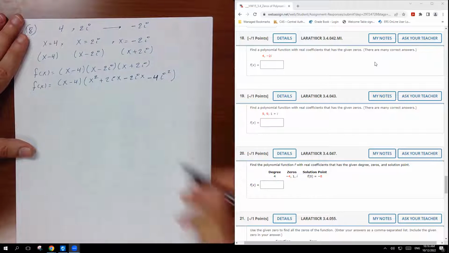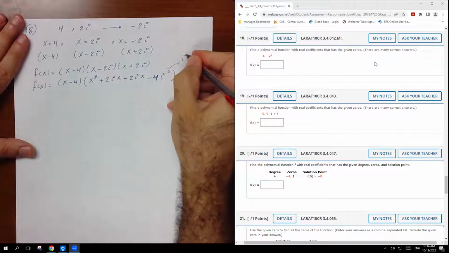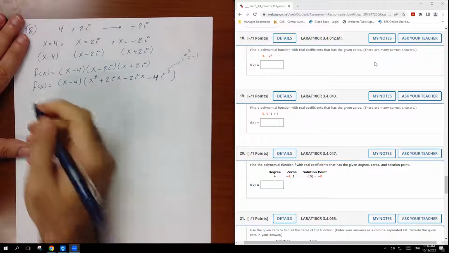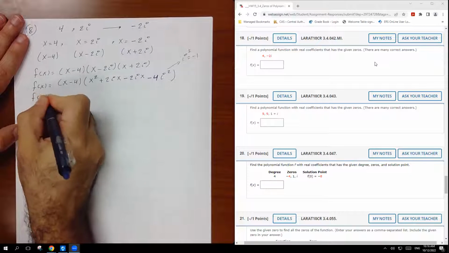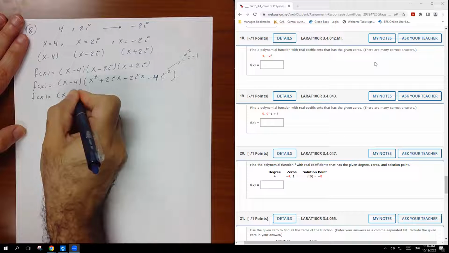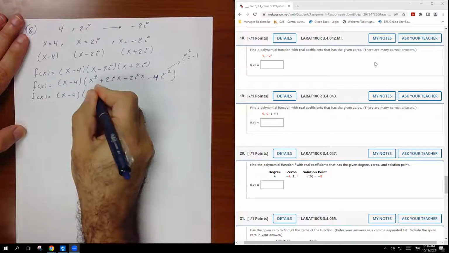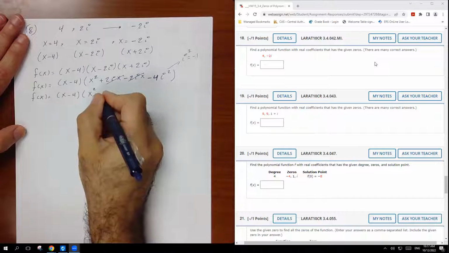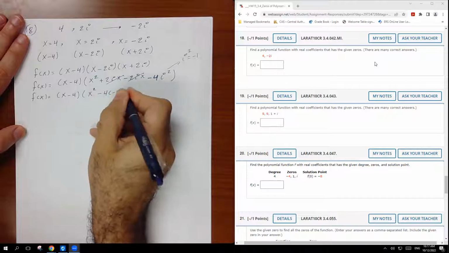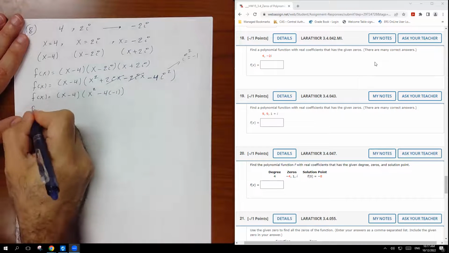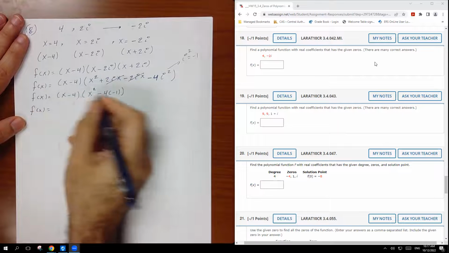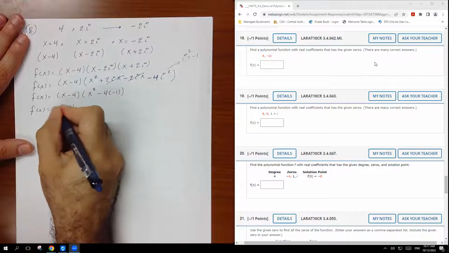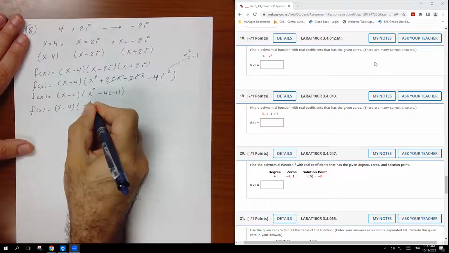Now let's simplify this one. We already know i squared equals negative 1. So this means f of x is going to be x minus 4, and here's x squared. Cancel these. Negative 4 times negative 1. Let's write down this again before we start FOILing. Here is x squared plus 4.